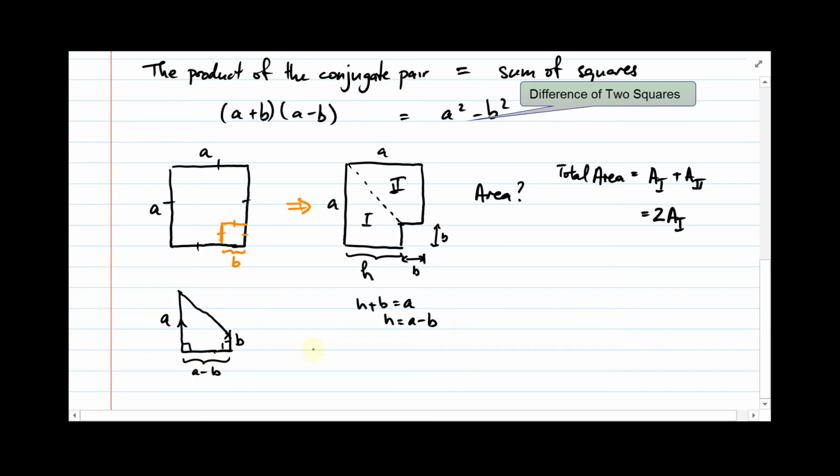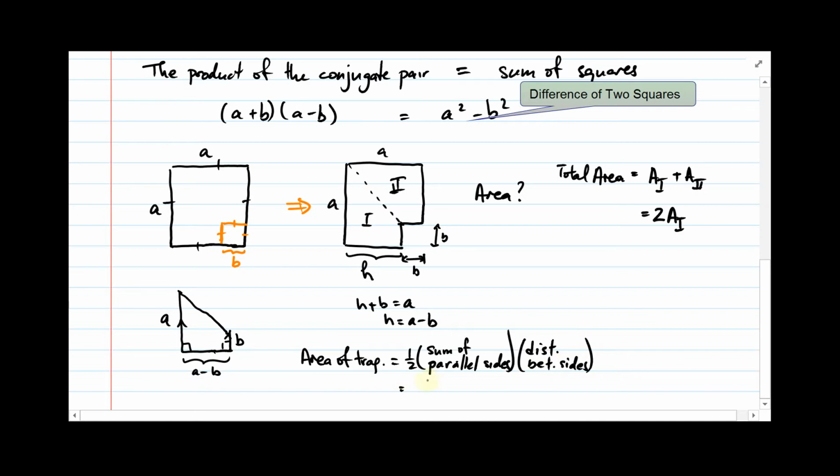How do we find the area of a trapezium? It is equal to a half the sum of the parallel sides times the height, or distance, right? Distance between the sides.